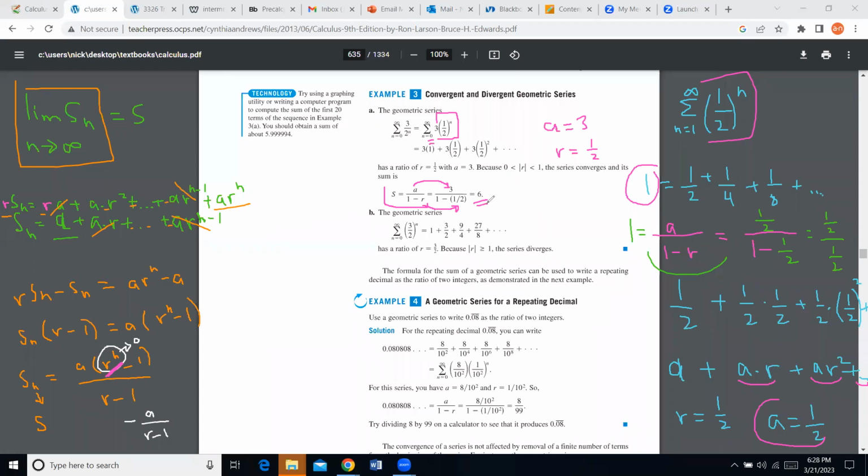The sum of this is exactly equal to 6. So it doesn't matter what A and what the ratio are, as long as that ratio to the power of n goes to 0, or if it's less than 1, because if the ratio is not less than 1, then the formula is not working. So here's another example of that same thing.